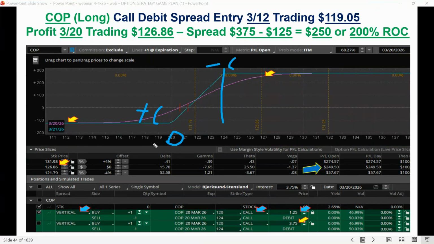All right. So the trade here on the 20th was going out 126.86. This was up 250 bucks per spread. Okay, so we had the spread $1.25 or 125. Spread blew out to 375. So your profit is 250 per option spread or 200% return. So if you did one option spread, your risk 125 bucks, you made 250. Now, if you did 10, then you make 2,500.